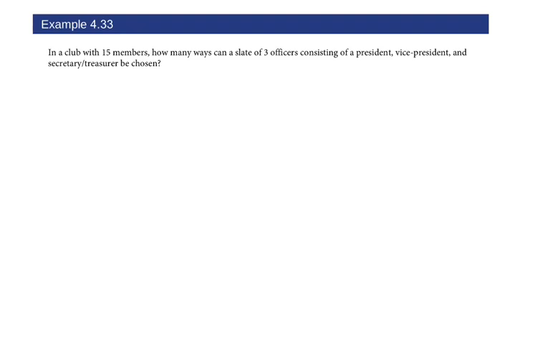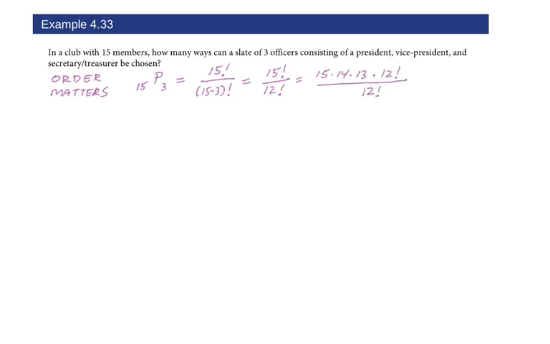Let's try out this example here. The key thing to note is that order matters here because we're picking 3 different officers. So it makes a difference if you're president, vice president, or secretary. So your role is going to make a difference here. So we're going to go ahead and do 15 pick 3 here. And we'll go ahead and clean this up a little bit. And that's going to give us 2730. Again, because order matters. It makes a difference here.